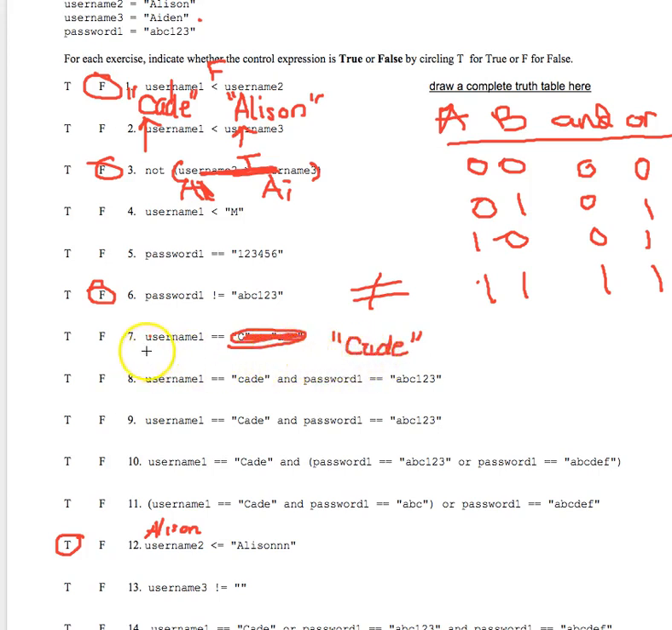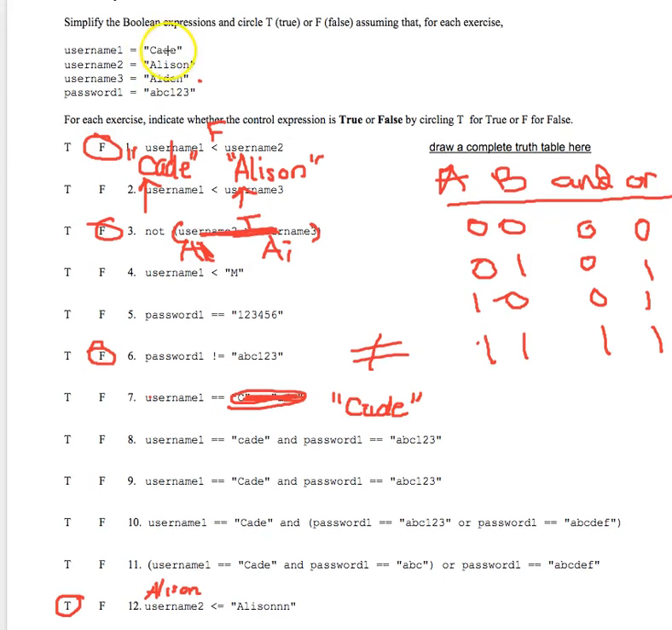Now we're asking number 7, is username 1 equal to Cade? Well, let's look. Username 1 is indeed Cade with a capital C, and that's what we're comparing it with. So number 7, the final answer, is true. Because that plus glues the two mini strings together into one big string, and that worked.